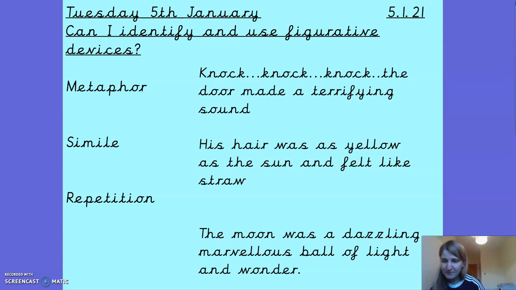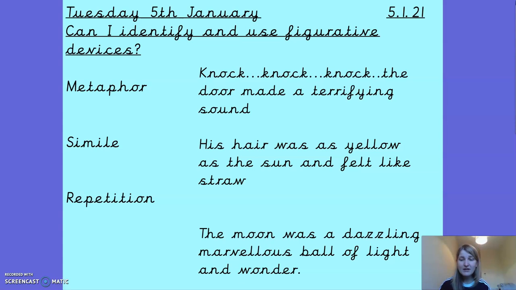If you remember, a figurative device is something or a range of things that an author uses to create different effects in their writing. In term one, we looked at metaphor and simile and a bit of repetition, I believe. And today we're going to recap those things and then look at a new skill as well.